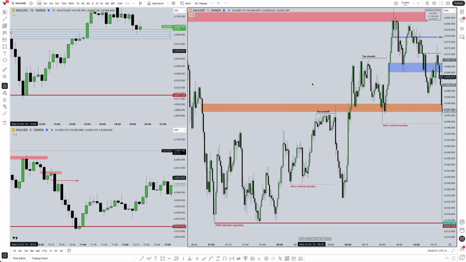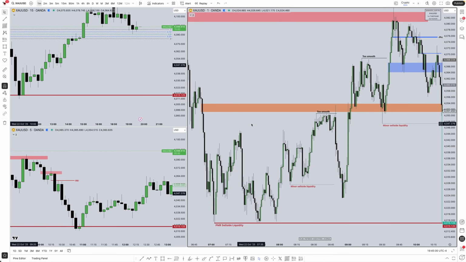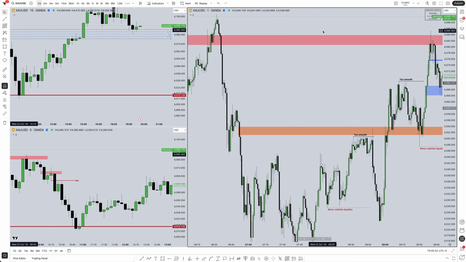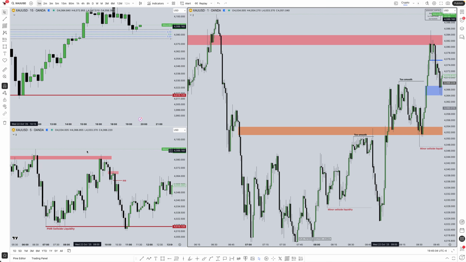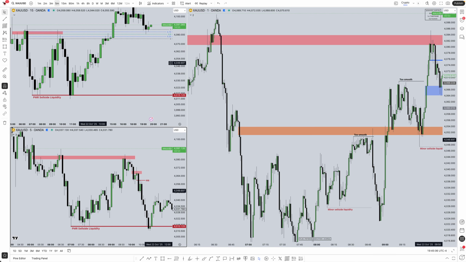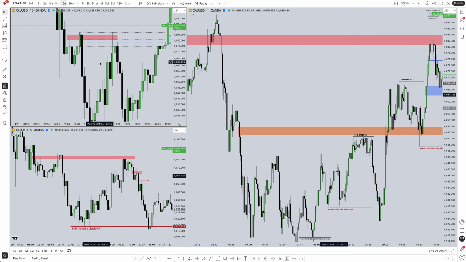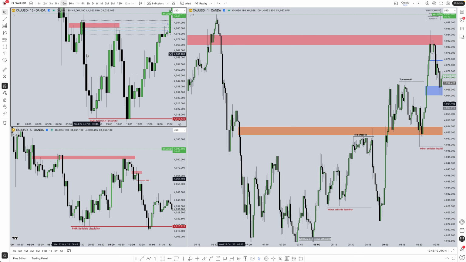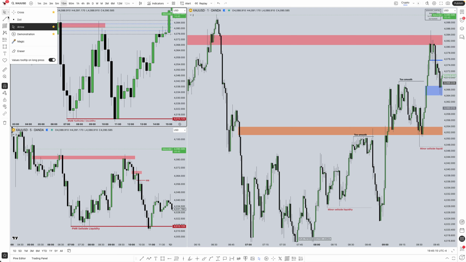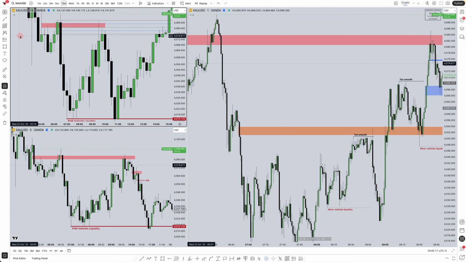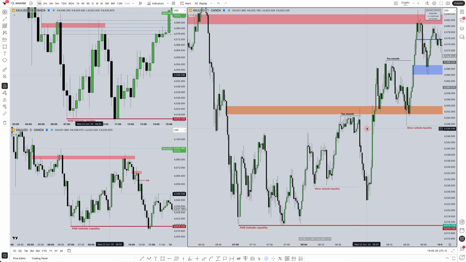Okay, so the first entry was when we failed to reach this. Let's go to 15 minutes again here. When we failed to reach this fair value gap right there, let's demonstrate. When we failed to reach this CB here, right here, it was 850, so I went short here.